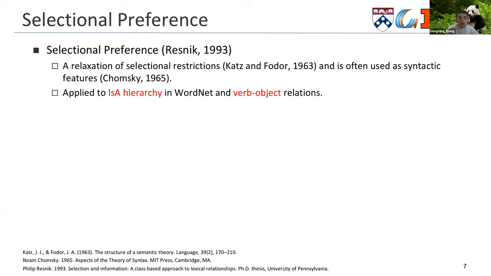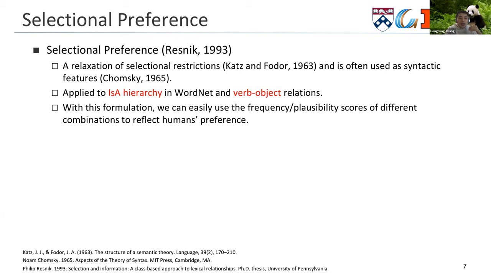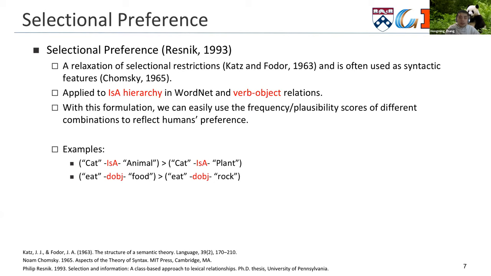We control the grammar, like we fix this direct object dependency relation and its head, basically the verbs. Humans should be able to have some preference about the argument it can be connected to. And with this formulation, we can easily use the frequency or some possibility score we assign to these combinations to reflect humans' preference. Here are two examples. The first one is like cat is more likely to be a kind of animal rather than plant.